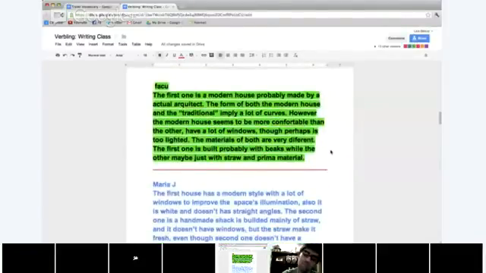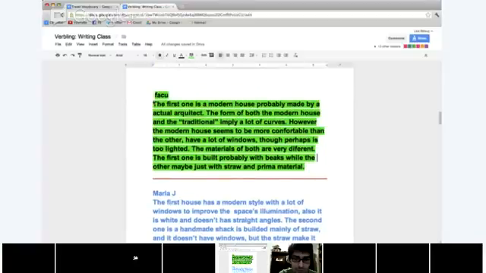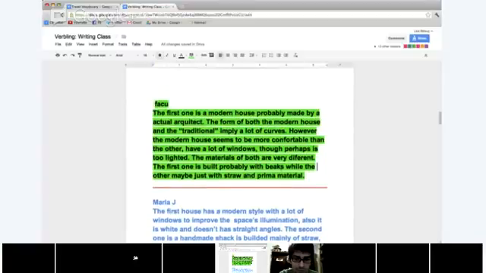Facundo. Okay? Yes. The first one is a modern house probably made by an actual architect. The form of both the modern house and the traditional imply a lot of curves. However, the modern house seems to be more comfortable than the other. Have a lot of windows, though perhaps is too lighted. The material of both are very different. The first one is built probably with bricks, while the others maybe just with straw and prima material.